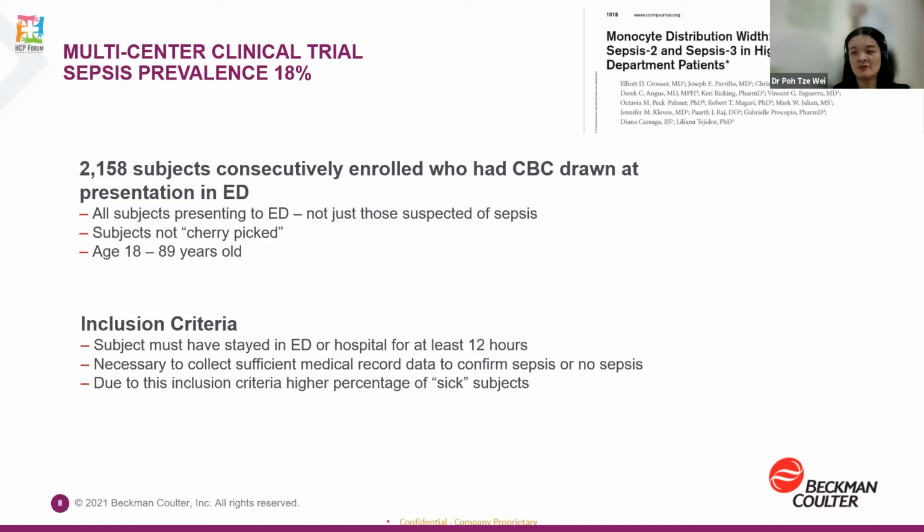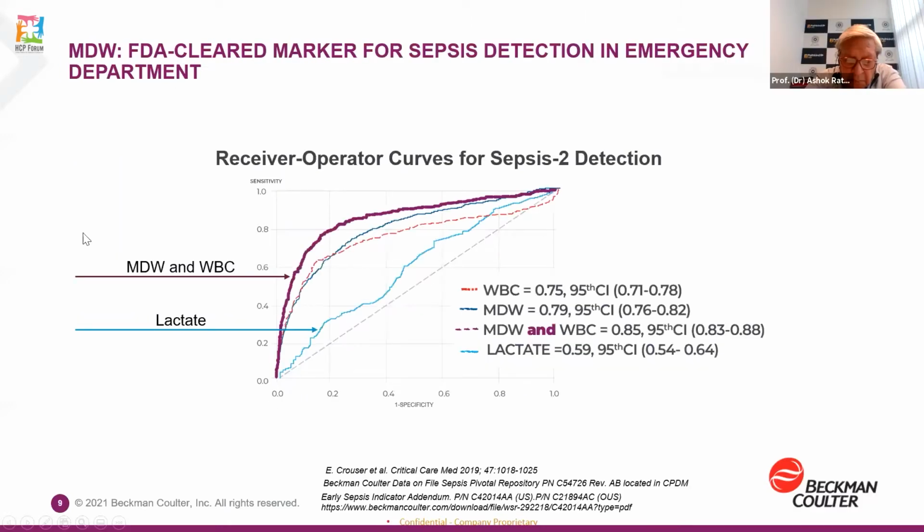The only inclusion criteria were shown here below, where the subject must have stayed in the ED or hospital for at least 12 hours, because this is necessary as part of the study design to collect sufficient medical record data to confirm sepsis or no sepsis. And actually, due to this particular inclusion criteria, there was a higher percentage of sick subjects. So in the sense, the sepsis prevalence in this particular study population was 18%. And this was only for adult patients aged 18 to 89 years old. So what do we see? This data is actually represented by a receiver operating characteristic, or ROC, curve.